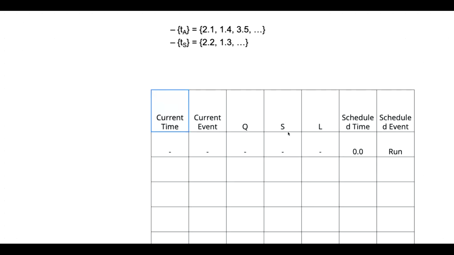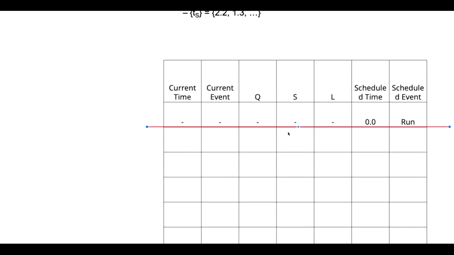Okay, so when the event list starts up, this is how things look. In other words, these are all undefined, and the run event is on the event list at time 0. And what I'm going to do, just to emphasize this is one iteration, is put a line under each iteration. So this is important to understand.